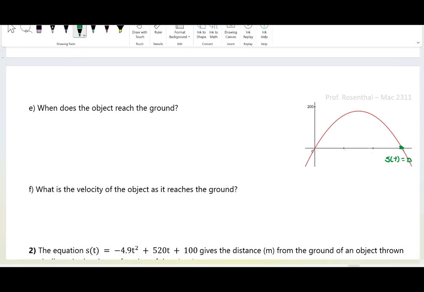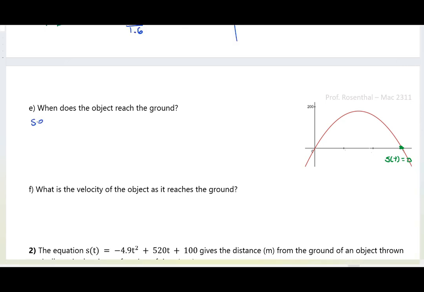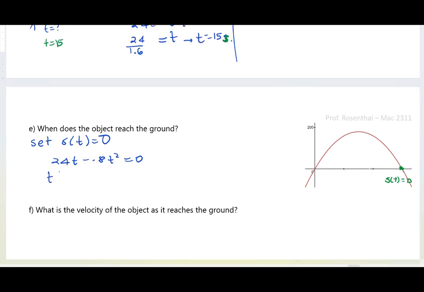So let me then set S of t equal to 0 to find out when the object hits the ground, and remembering that S of t was 24t minus 0.8t squared. Luckily, this is only 2 terms. It's very easy to factor. Just take out the t. So we have t times quantity 24 minus 0.8t equals 0.